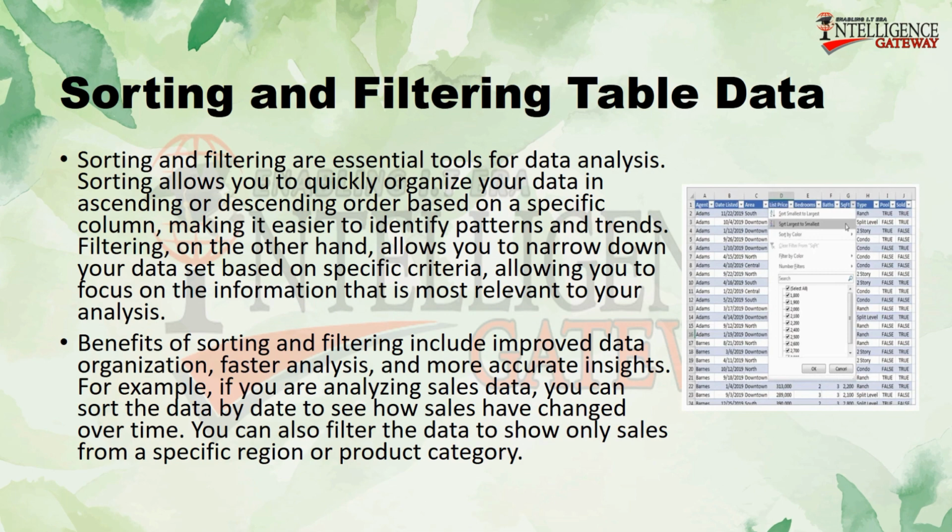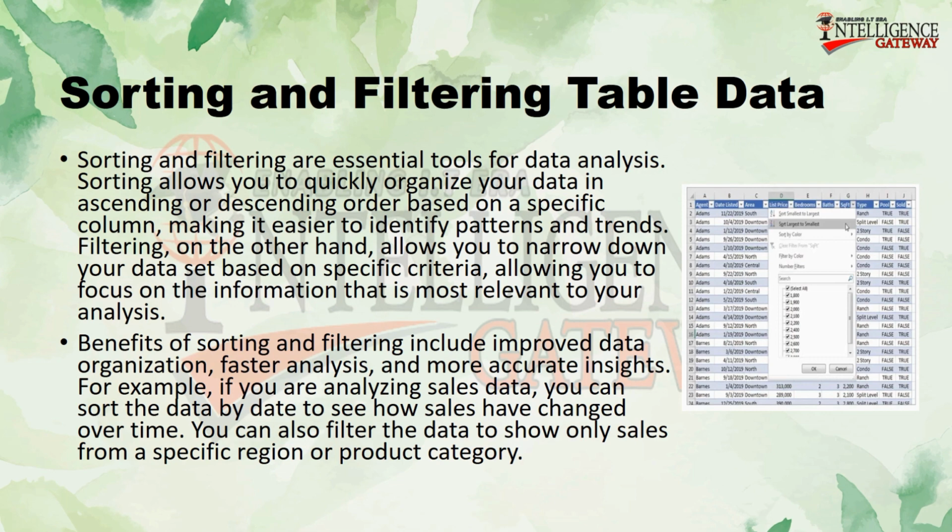Sorting and filtering table data. Sorting and filtering are essential tools for data analysis. Sorting allows you to quickly organize your data in ascending or descending order, based on a specific column, making it easier to identify patterns and trends. Filtering, on the other hand, allows you to narrow down your data set based on specific criteria, allowing you to focus on the information that is most relevant to your analysis.